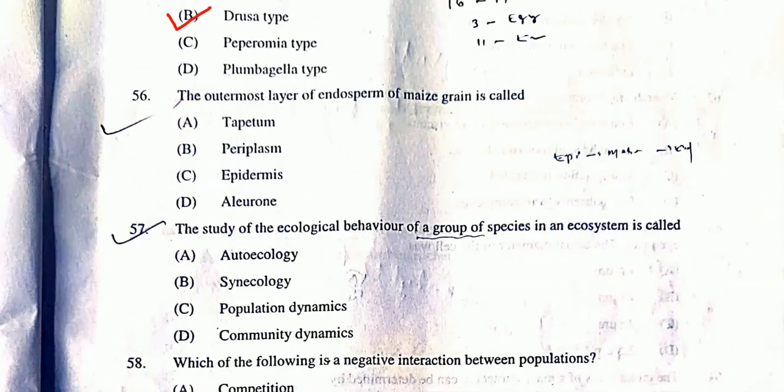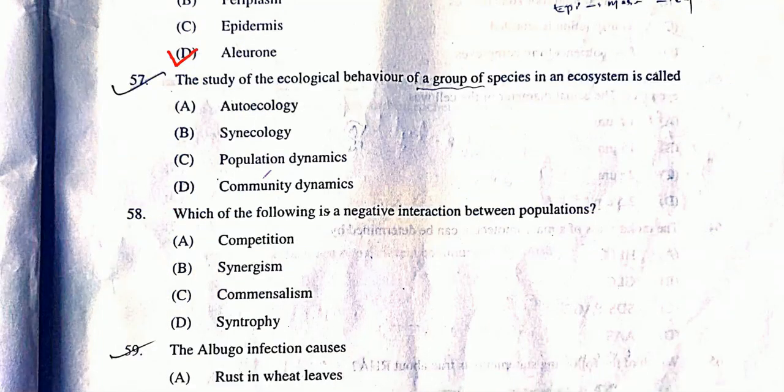Question number 56. The outermost layer of endosperm of maize grain is called aleurone. Question number 57. The study of ecological behavior of a group of species in an ecosystem is called synecology. If a single species is there, that will be autecology.